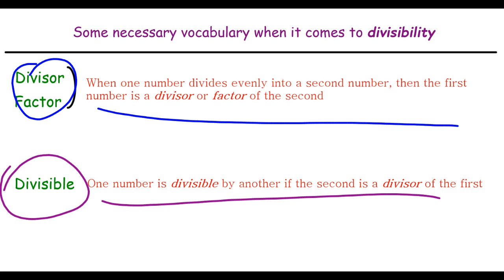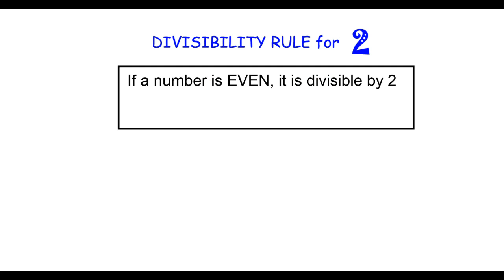would eventually come up with a conclusion of, well, if a number is even, we can divide it by 2. That's actually the definition of an even number. So the divisibility rule for 2 says that if a number is even, it's divisible by 2. It can be divided without remainder. So pause the video, write down the divisibility rule for 2, and come back when you're ready to move on.